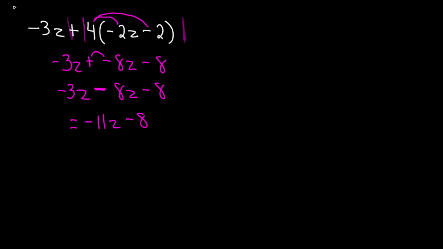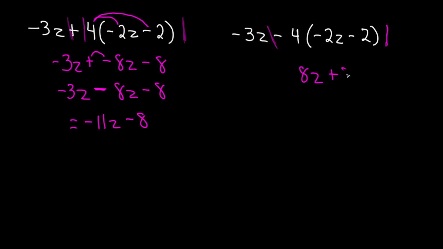Now let's do the same one, but we're going to put a minus sign in there. So negative 3z. Whoops, almost put a plus sign. Minus 4 multiplied by negative 2z minus 2. So start here. Negative 4 times negative 2z gives us a positive 8z. Negative 4 times negative 2 gives us a positive 8. And then we still have this negative 3z over here.